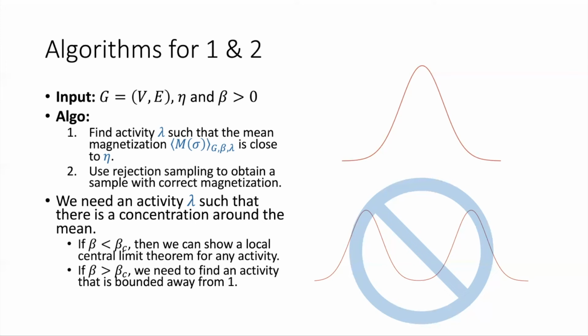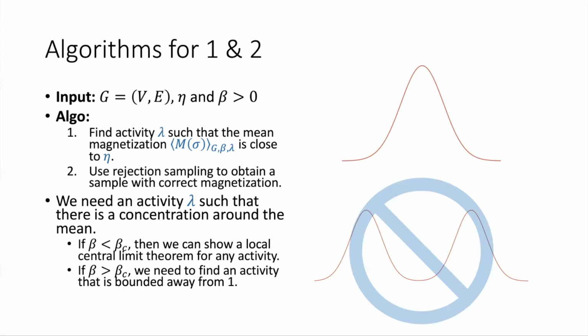Awesome. Both algorithms do this. But why is it true that just because the fixed magnetization is close to eta, there's a guarantee that with some non-trivial probability, we will find a sample with magnetization close to 0 or to eta? Well, as it turns out, if beta is less than beta critical, then we can show a local central limit theorem for any activity. This is kind of known using zero-free regions and some previous results. That's why the first statement is perhaps not as surprising as the other.